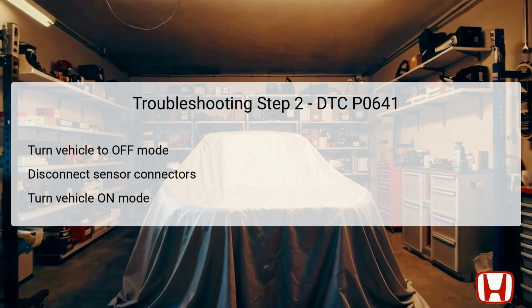In the second troubleshooting step, first switch the vehicle to the off or lock mode to ensure safety while handling electrical components. Once off, disconnect the connectors for specific sensors, including the MAP, fuel rail pressure, CVT drive pulley speed, APP, AC pressure, and FTP sensor for US models. It's crucial to properly handle these connectors to avoid causing damage.